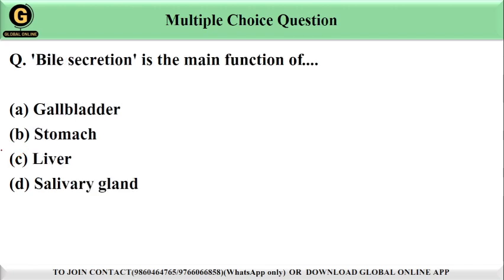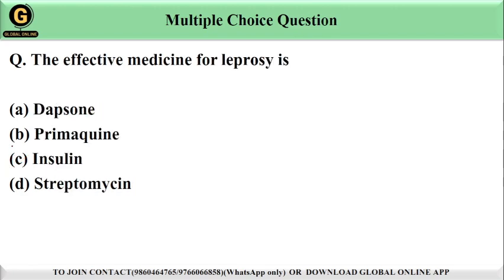Let's move to the next question. Bile secretion is the main function of dash dash. We have options here. Option A, gallbladder. Option B, stomach. Option C, liver. Option D, salivary glands. Guys, the liver is responsible for secreting bile, which helps in the digestion and absorption of fats in the small intestine. Bile is stored in gallbladder before being released into the digestive system. So the correct answer is option C, liver.